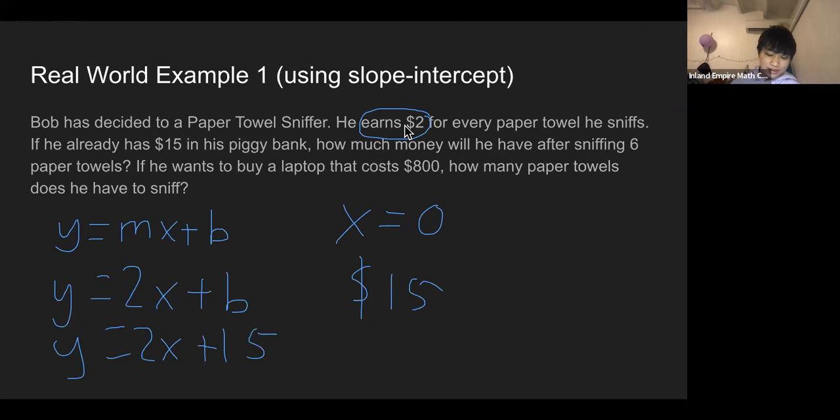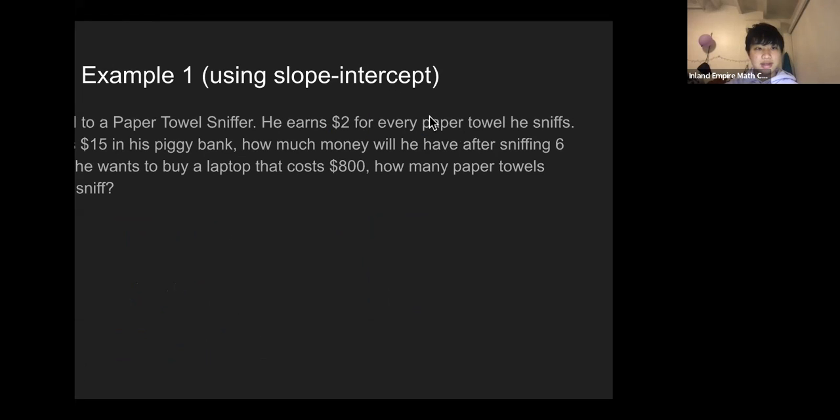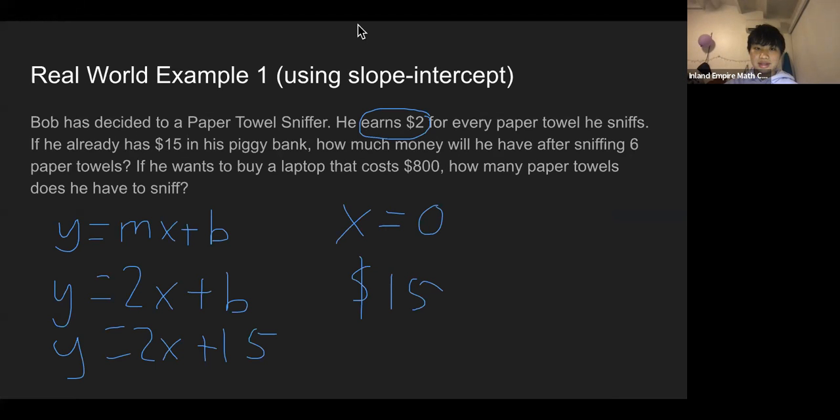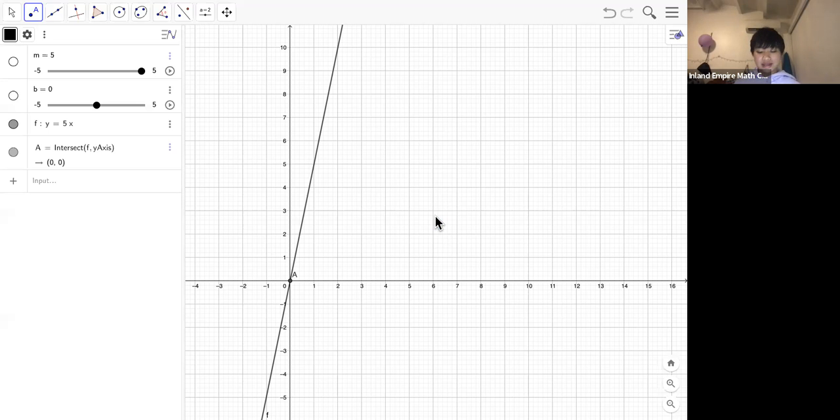So how much money will he have after sniffing 6 paper towels? The easiest way to do this is actually to graph, because the graphing calculator will do all of the information for us. So for example, let's go on our graphing calculator. Let's see, here it is. And if we set, wait, okay, let me share a different way. Switch this, there we go. Okay, sorry about that.